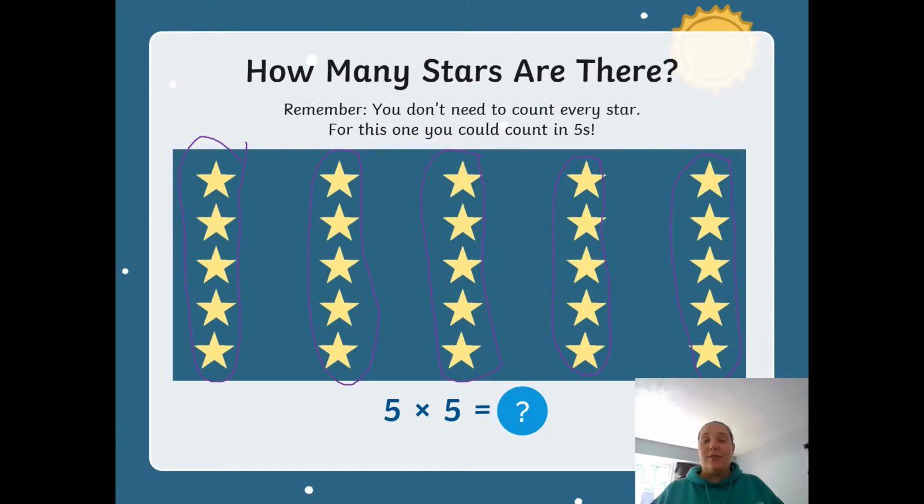So we can count in our 5 times table to be able to work this out. So let's hold up our hand again. We've got 5, 10, 15, 20, 25. So the number that should go underneath that question mark there is 25. Let's see if we have got the right answer. Yeah, well done everyone. We've got the correct answer. We have 25. Absolutely brilliant.